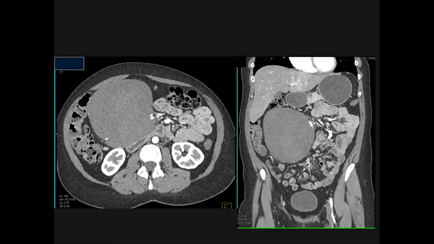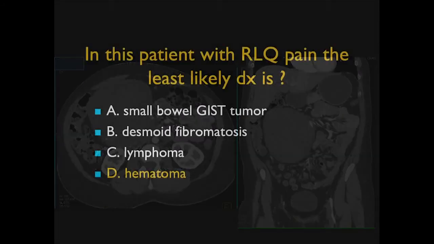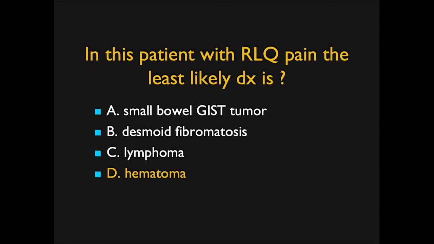Desmoid tumors usually are seen in patients with Gardner syndrome. That wasn't the case here. Desmoid tumors can simulate mesenteric masses, carcinoid tumors, lymphoma, GIST tumors. So it's a great mimicker, but we don't see them all that often.